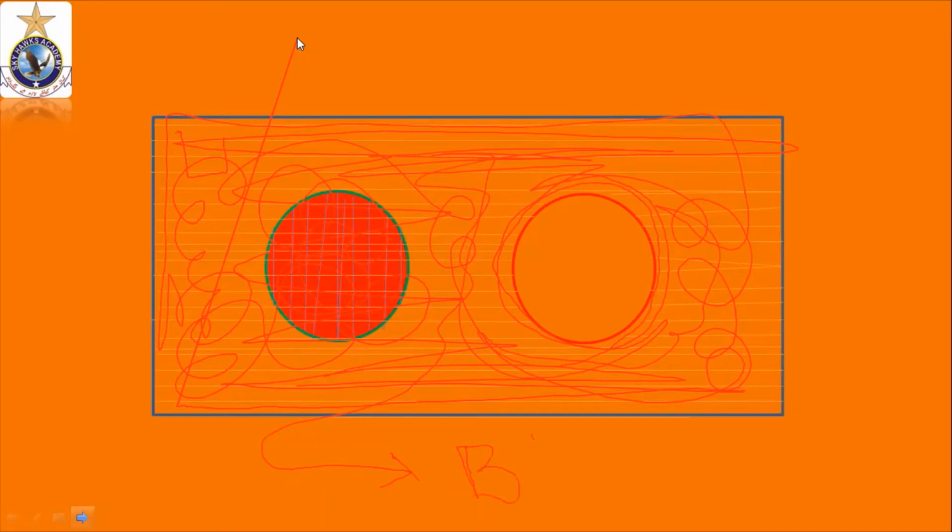Are you getting this? B complement. It's all area excluding this B set. All of this, including this one also. That is the B complement.